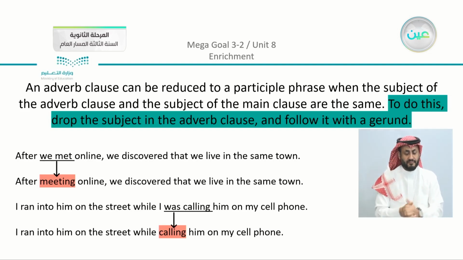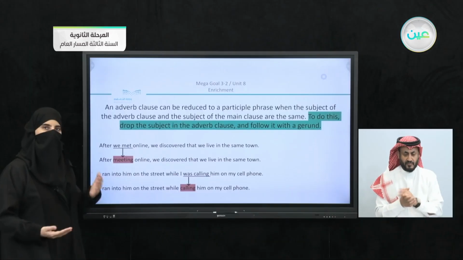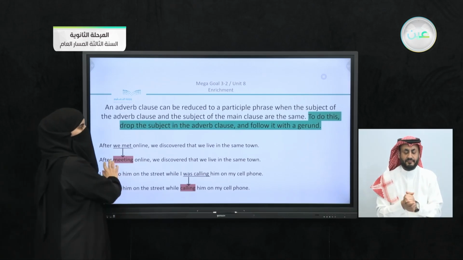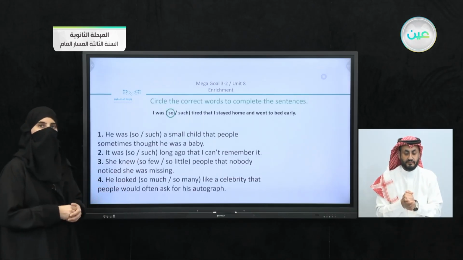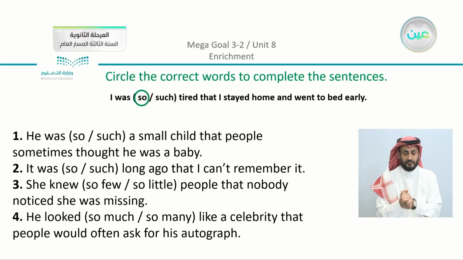I ran into him on the street while I was calling him on my cell phone. So instead of saying I was calling, I can say I ran into him on the street while calling him on the cell phone. So this is just to refresh your memories. I'm sure that you are completely familiar with it. We're going to apply our exercise. Now circle the correct words to complete the sentences.